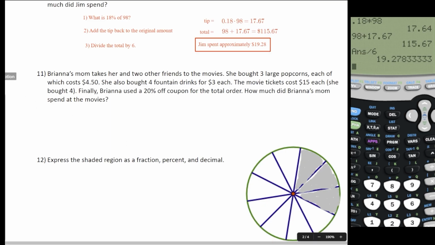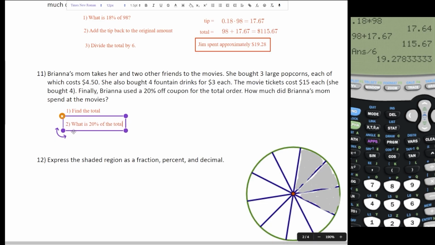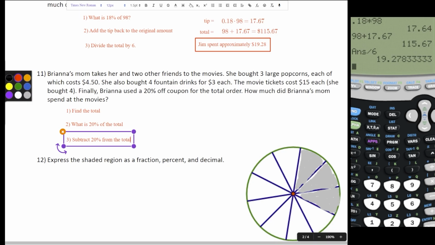Okay, so let's first figure out the total. So find the total. And then we're going to find what is 20% of the total. And then our last step is going to be to subtract that 20% from the total. And that's going to give us the amount that she spent. So first, let's find the total.